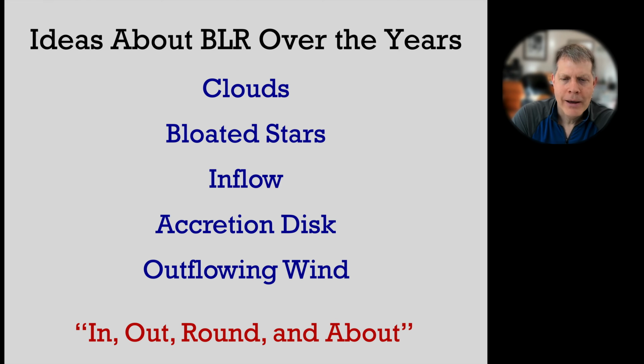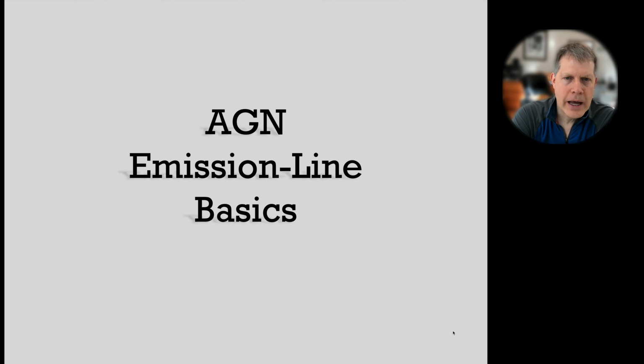Okay, so what I'd like to do now is to start by talking a little bit about the overall basics of the emission lines that we see from active galactic nuclei, defining very clearly what is meant observationally by the Broad Line region before we start talking about the detailed nature of the Broad Line region.